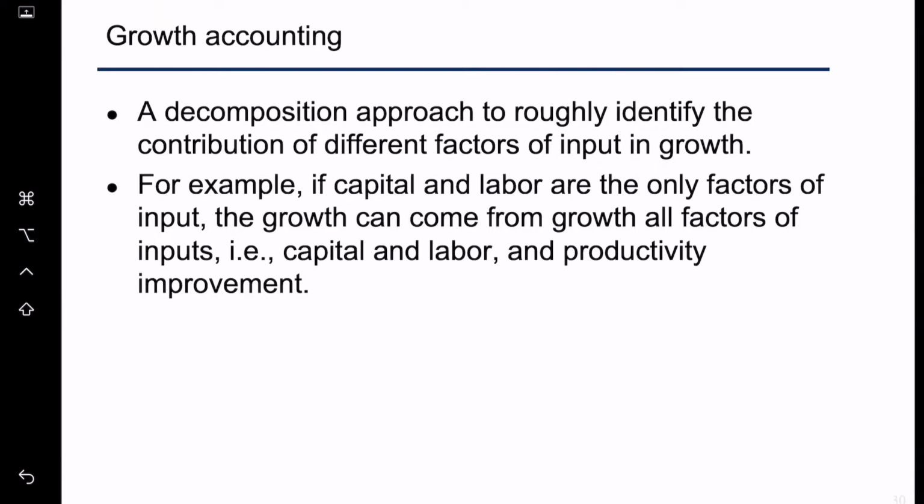Then, to describe the contribution to the performance of an economy, it will be either that the economy is putting in more input, or that the production efficiency of the economy is higher. So we want to adopt the approach called growth accounting to help us decompose the output growth into the growth of all the factors of input and also the production efficiency improvement. So now let's first take a look at what growth accounting is.